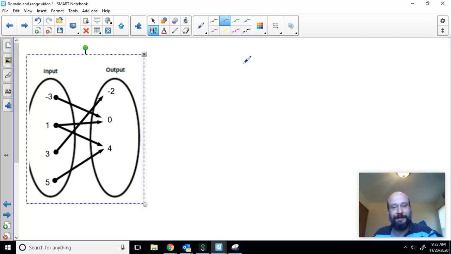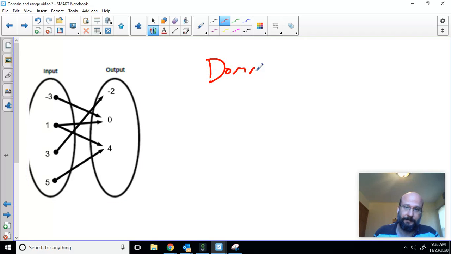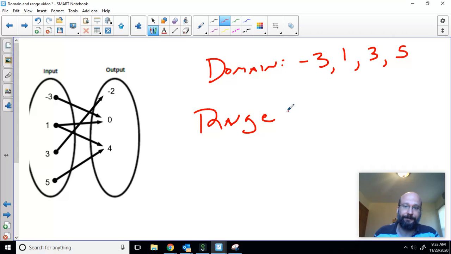Here's another mapping, and this one's correct. Again, domain is your input, your x. So you just need to write these numbers down, -3, 1, 3, 5. Range is your y, or your output. So you just write these numbers down, -2, 0, 4.